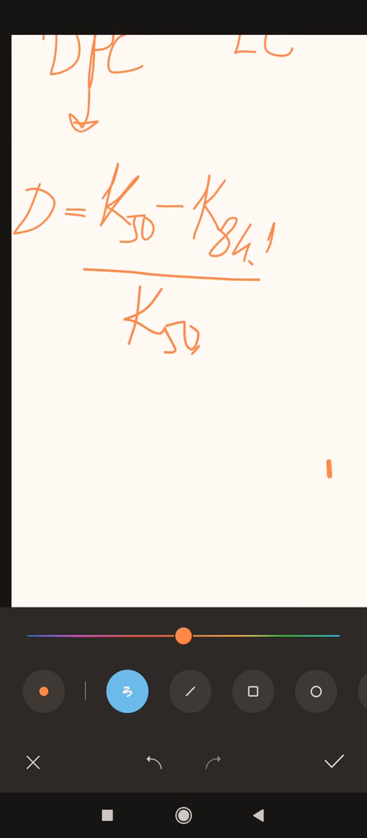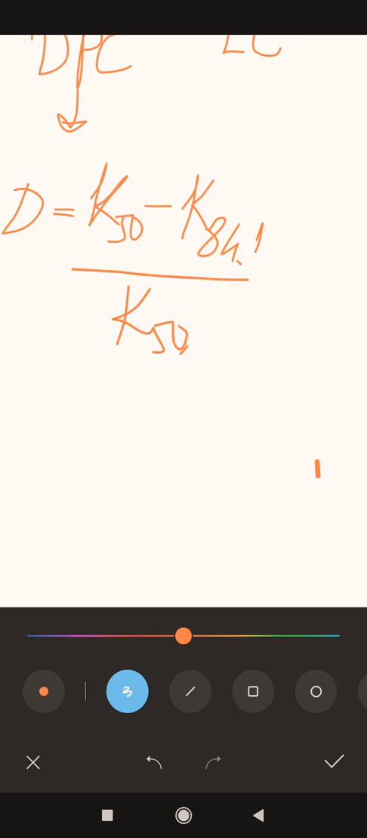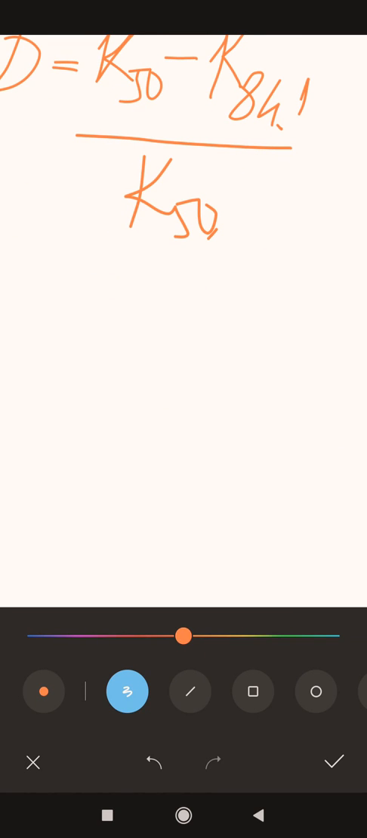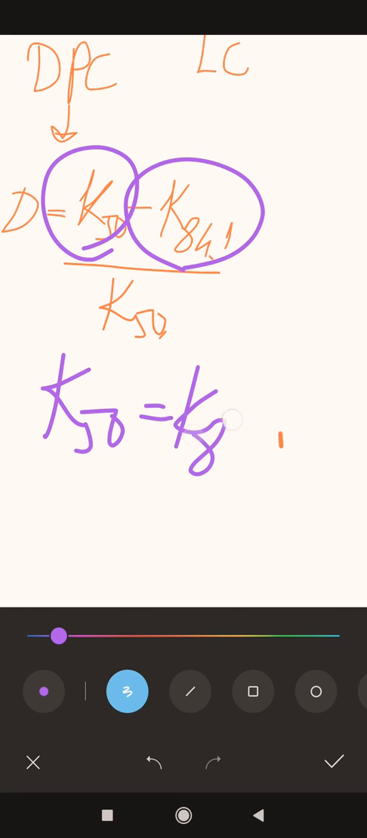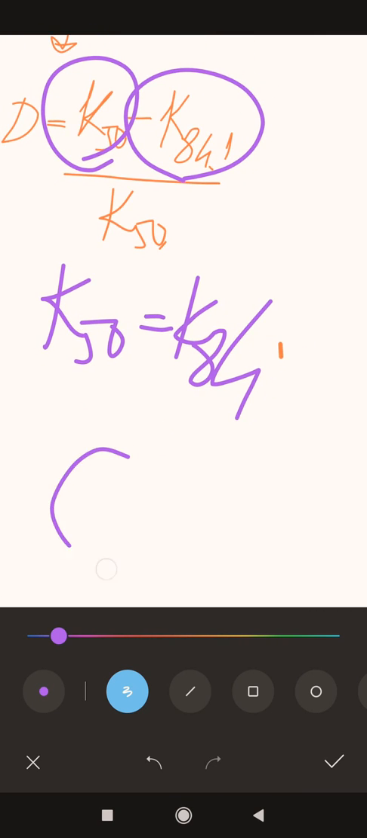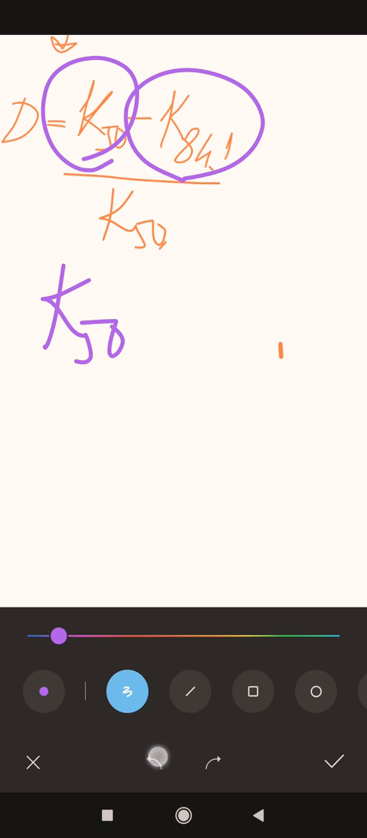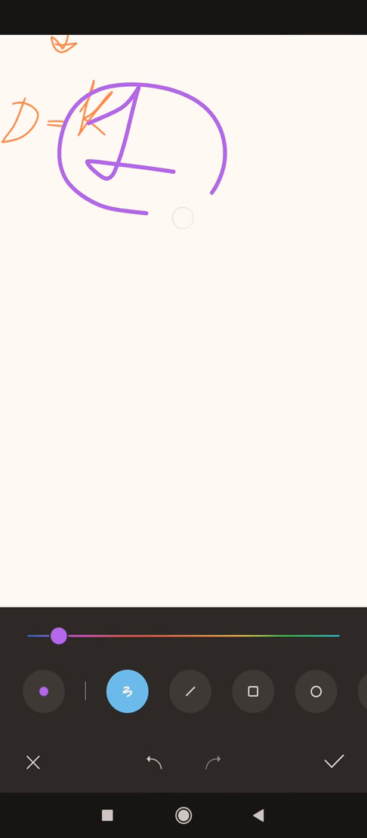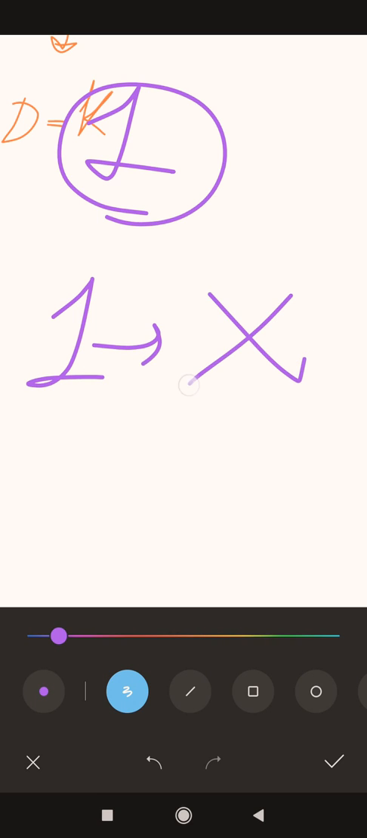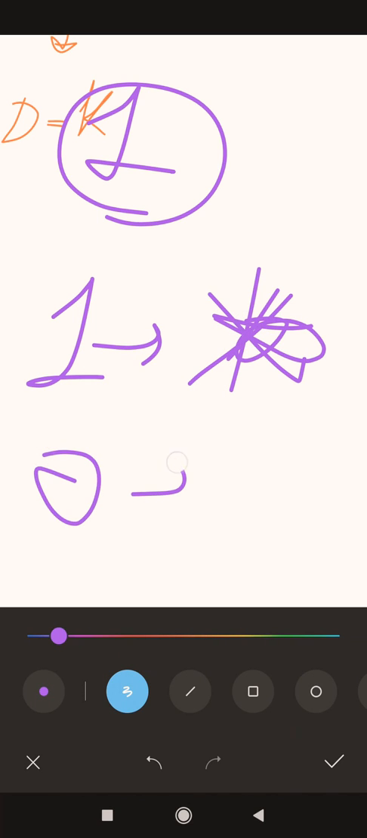For a perfectly homogeneous reservoir, these two values will be the same, right? K50 will be K84.1 and our Dykstra-Parsons coefficient will be 0, right? And if the reservoir is perfectly heterogeneous, then our value will be exactly 1. So 1 will be heterogeneous and 0 will be homogeneous. That is the Dykstra-Parsons coefficient.